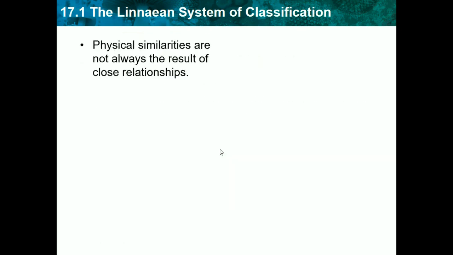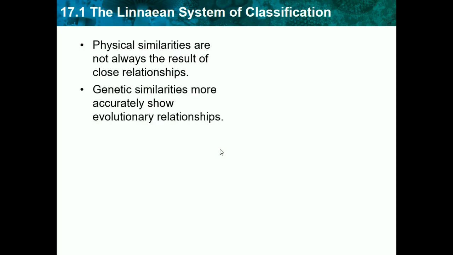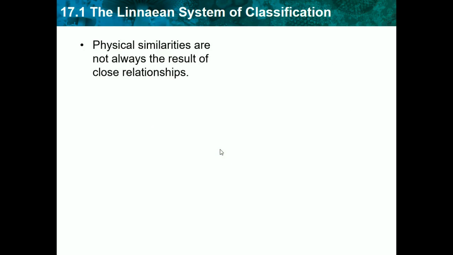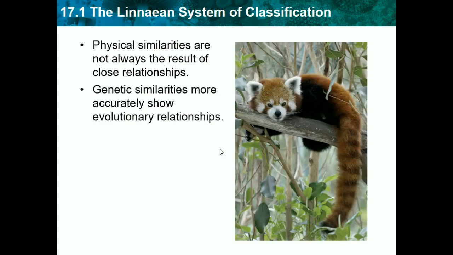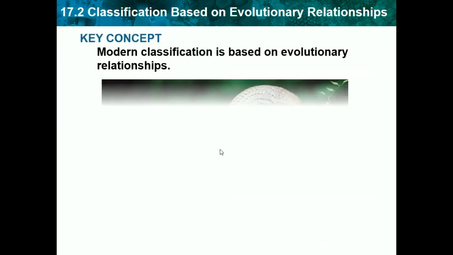So physical similarities are not always the result of close relationship. We can have two things that are similar, but they're not related at all. And the Linnaeus system was trying to show which ones are closely related, so it's not the best system. Genetic similarities more accurately show evolutionary relationships. So here, I think it's called a red panda we have here.